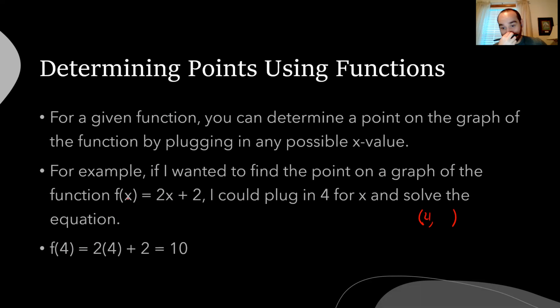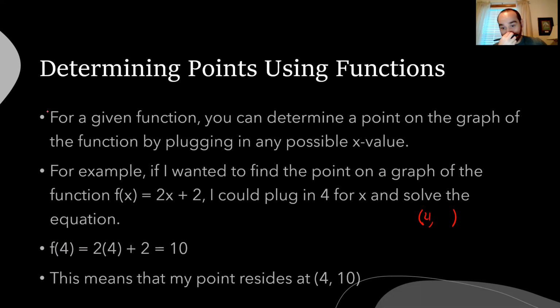It's literally a substitution. So anywhere you see x in this function, you would put in whatever the number you're using is. So in this case, since we're using 4, we put the 4 in here as well. And then the 4 goes here. We solve that out. We get 10. And so we would say that f of 4 equals 10. Right? And so this means that the point resides at 4 comma 10.